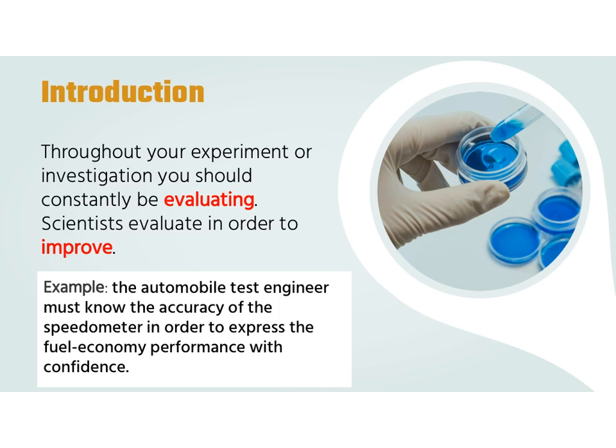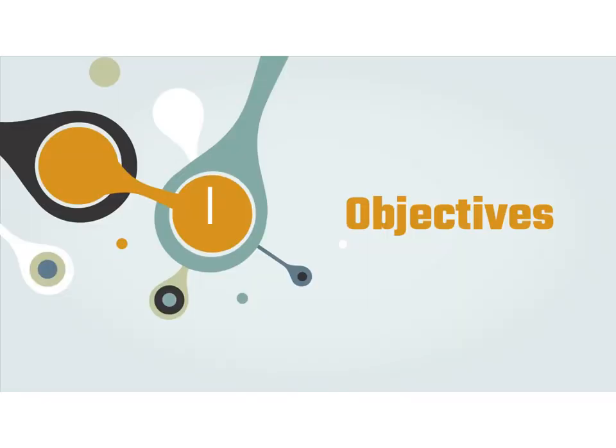So usually scientists do evaluate in order to improve their work, to improve the results that they are getting. So let me give you an example. The automobile test engineer must know the accuracy of the speedometer in order to express the fuel economy performance with confidence. So in this case, the engineer has to evaluate the accuracy of the speedometer. So he will confidently express the fuel economy performance, whether for the CEO or for the clients or the customers.